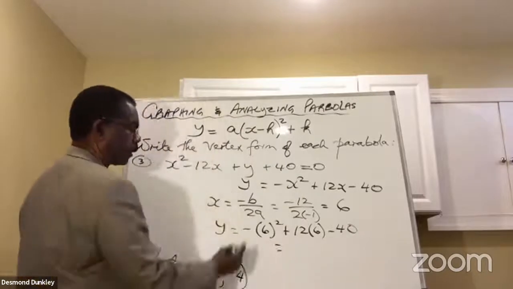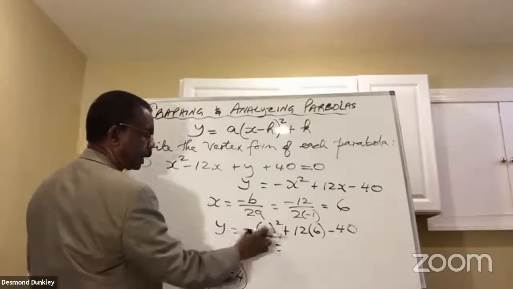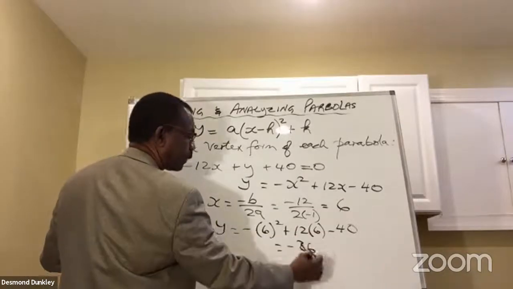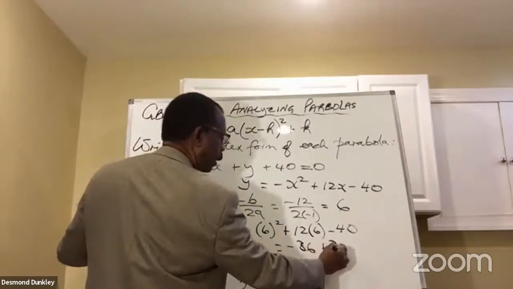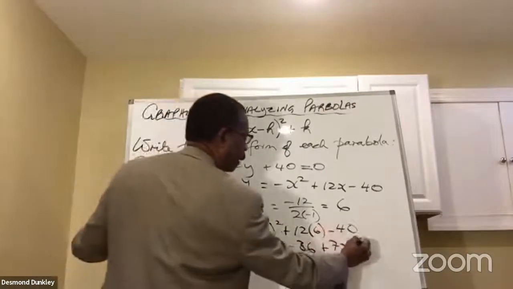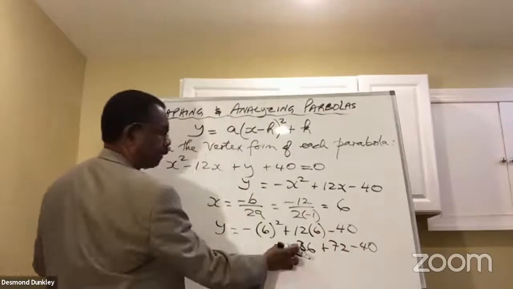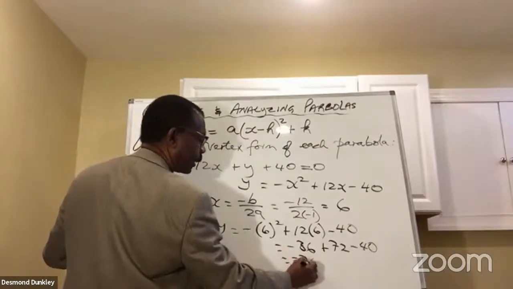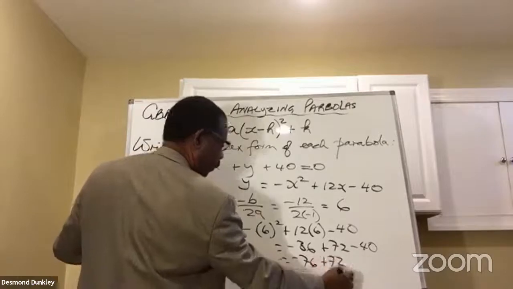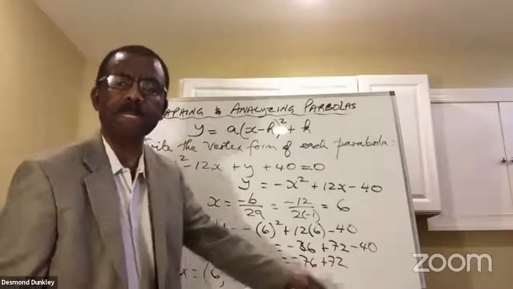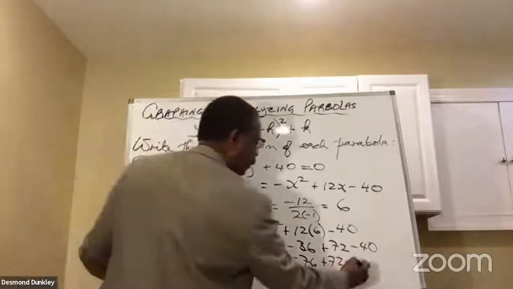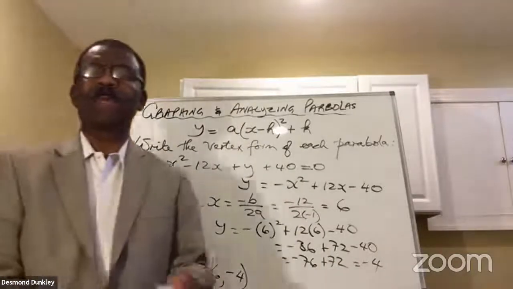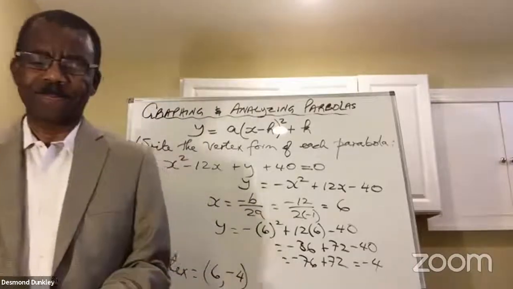So it's going to be equal to 6 squared is 36, so it's negative 36. 12 times 6 is 72. And then minus 40. Negative 36 minus 40 is negative 76 plus 72. Negative 76 plus 72 equals negative 4. And that is exactly what we had from the vertex form.